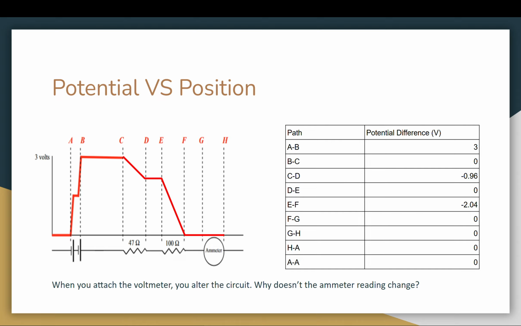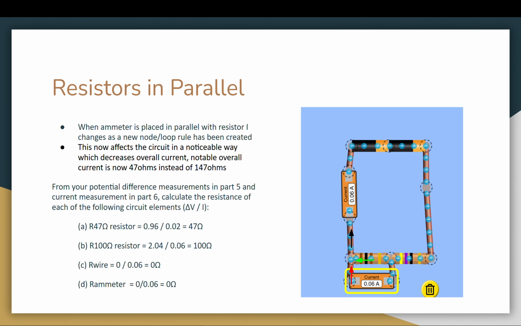So when we touch the voltmeter, we should be altering the circuit, but why does the emitter reading not change? This is because the resistance is so high in the voltmeter that it draws incredibly little current, functionally not changing anything. Theoretically, it does change something, but not measurably. And I believe we're working with an ideal voltmeter, in which case the resistance is infinite.